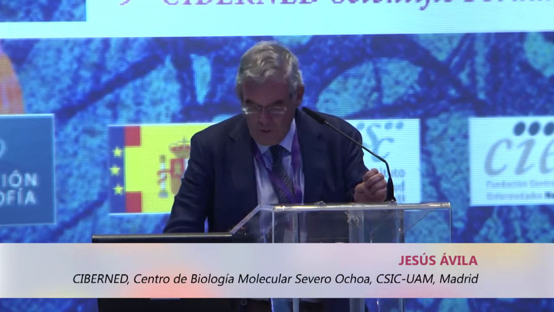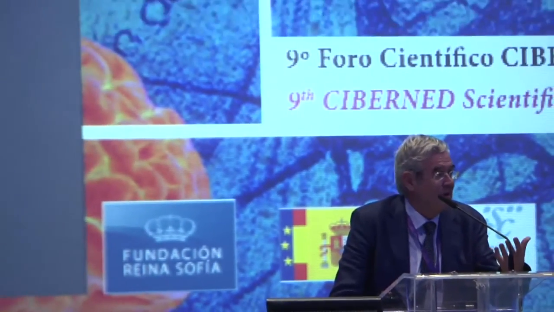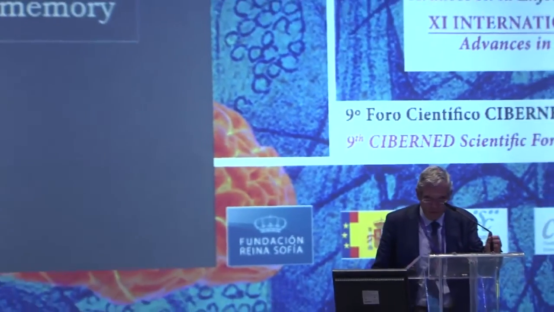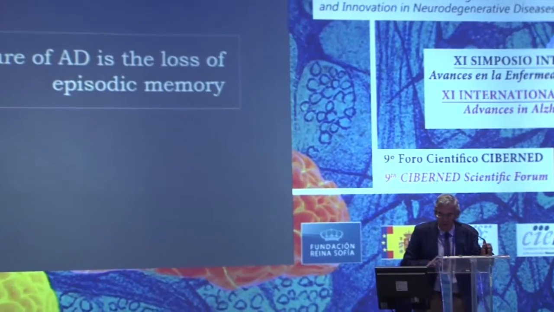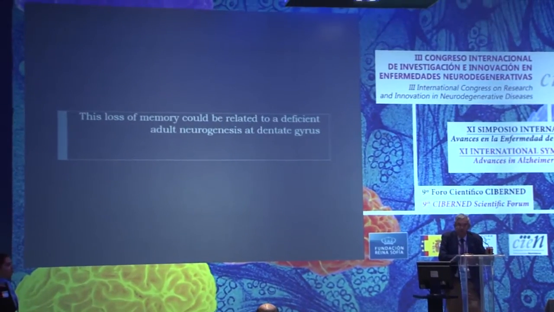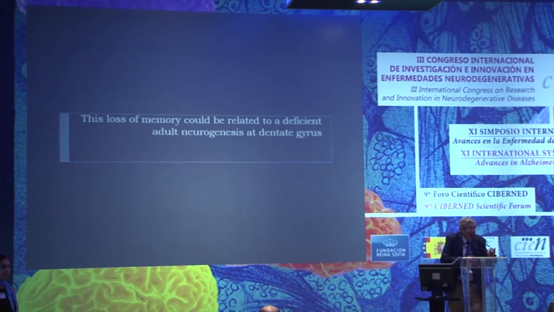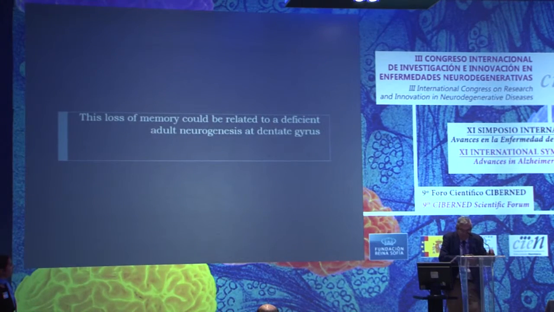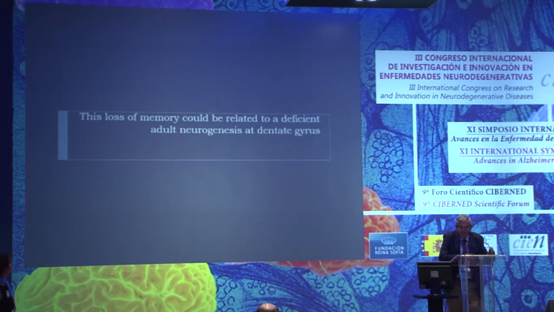It is well known that one of the main features of Alzheimer's disease is the loss of episodic memory. Everybody talks about it as a loss of memory related to Alzheimer's disease. This loss of memory could be related to a deficient adult neurogenesis that takes place at the dentate gyrus in the adult.